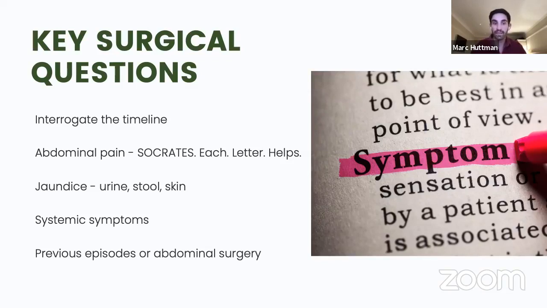There might be a dull ache in the background. The radiation is important. So whether it radiates to the shoulder tip, for example, if you're affecting the phrenic nerve, or round through to the back is very common as well. Associated features, so your nausea, your vomiting, and a brief systems review. The timing, so in this case it comes and goes, which is different to something like pancreatitis, which might be there constantly, and then exacerbating features and severity as well. So each bit of that will really help you narrow down your differentials.